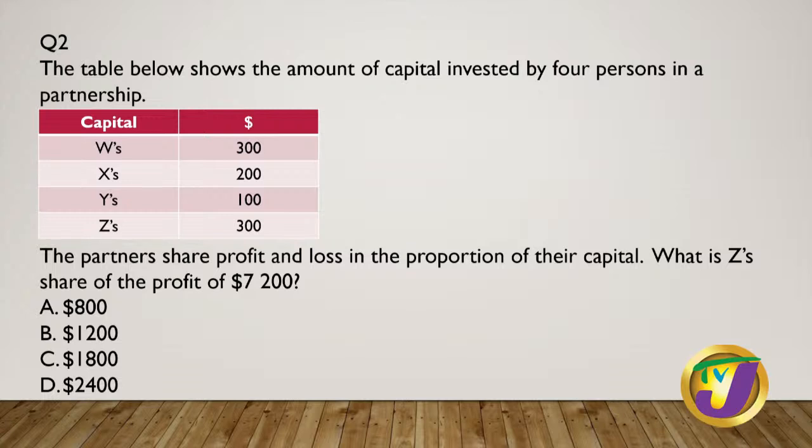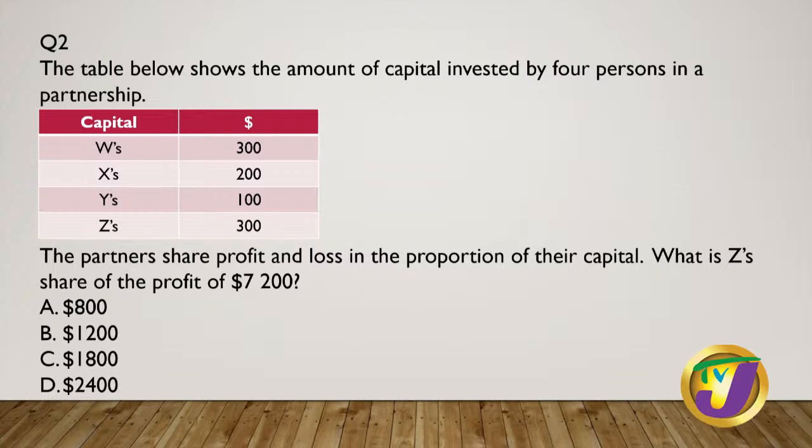Remember the last class I taught you how to ratio, right? So what you're going to do, add up each partner's capital, the $300, the $200, the $100, the $300, and you're going to get a total of how much? 3 plus 2, 5, plus 1, 6, plus 3, 9. So therefore, the total capital invested would be $900.